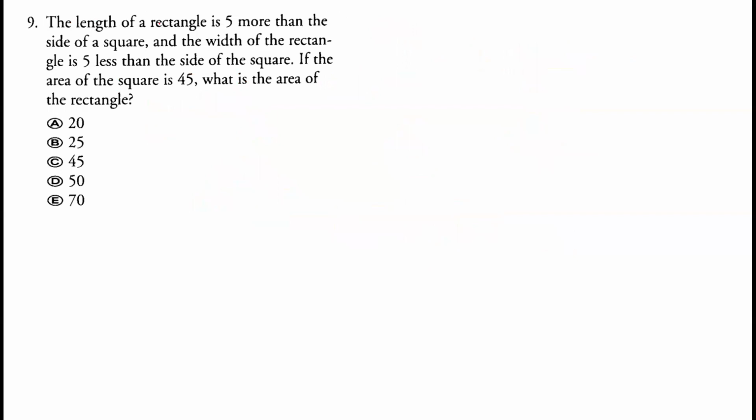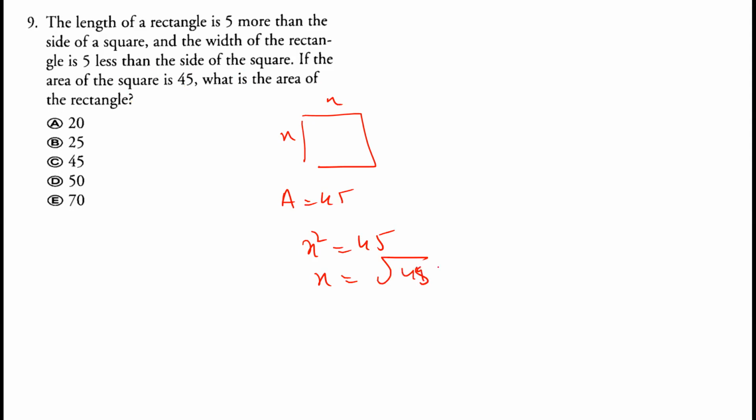Question 9. The length of a rectangle is 5 more than the side of a square, and the width of the rectangle is 5 less than the side of a square. If the area of the square is 45, so let's suppose this is your square and the area equals 45. So x squared equals 45. Now we can say x equals under root 45.